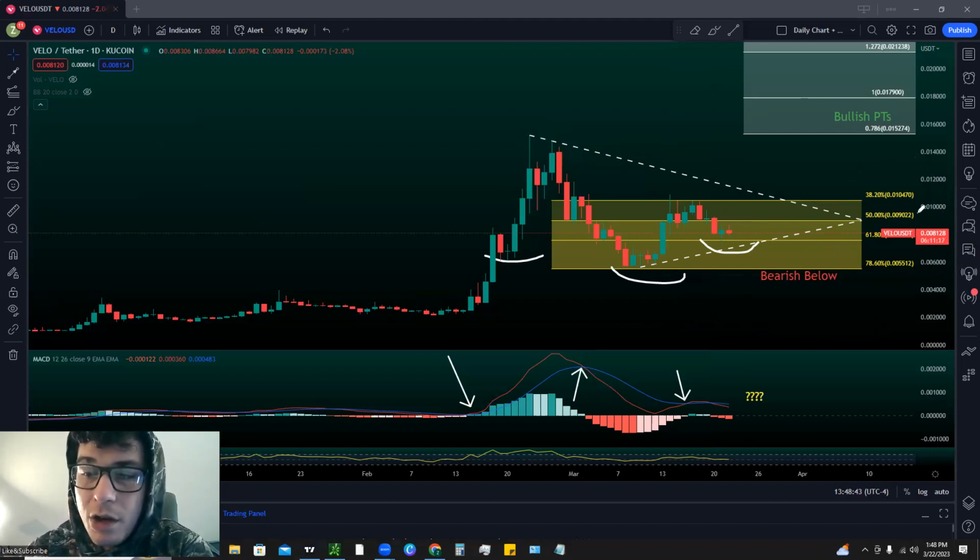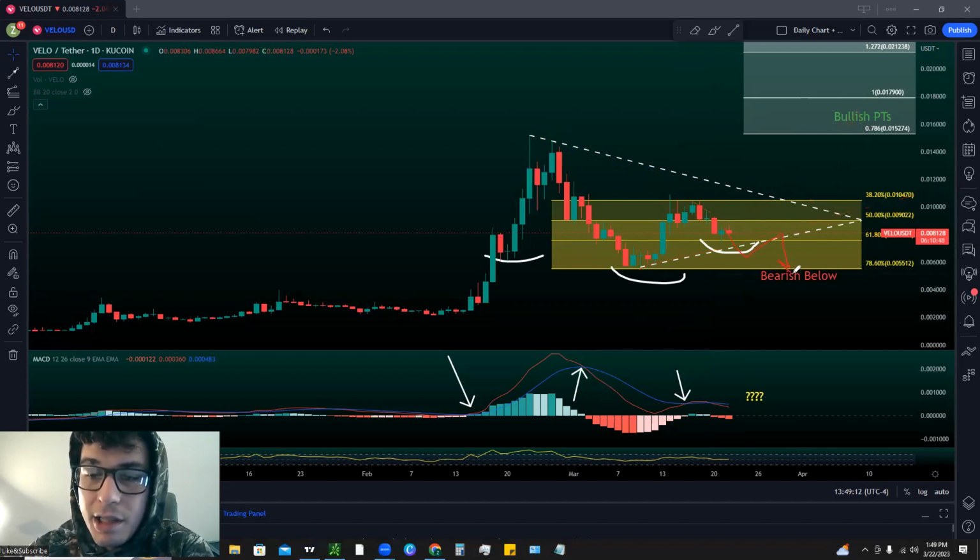Now, the big major overhead resistance is going to be 0.0104. All right, you can see that we rejected that level about 4 or 5 days in a row. We rejected that level here recently, and we've been pulling back. So if we can break out past there, we may be able to get a breakout of this trend line, and you would look for a breakout retest of 0.0104, and then ultimately a push higher to potentially those bullish price targets. Now, the same thing can happen to the downside.